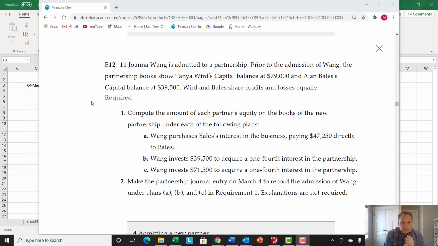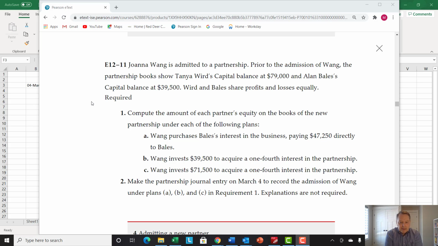So E12-11 out of the text. Joanna Wang is admitted to the partnership. Prior to the admission of Wang, the partnership books show Tanya Word's capital balance at $79,000 and Alan Bales' capital balance at $39,500. Word and Bales share profits and losses equally. Required: compute the amount of each partner's equity on the books of the new partnership under each of the following plans.